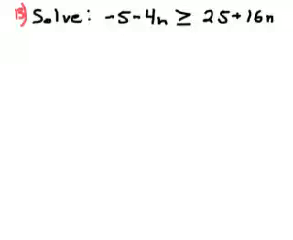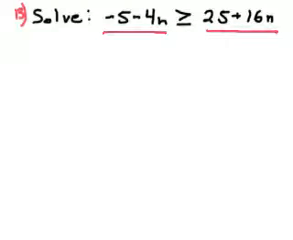Okay, just one more inequality, because I think a little more practice wouldn't kill us. Alright, so we have negative 5 minus 4n is greater than or equal to 25 plus 16n. So again, let's get the variables all on one side. There's nothing to simplify on either side, so we can just move ahead.